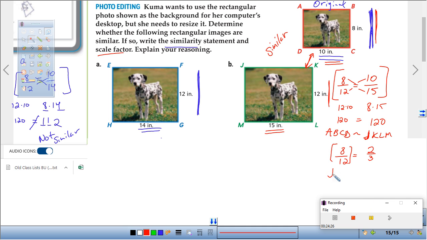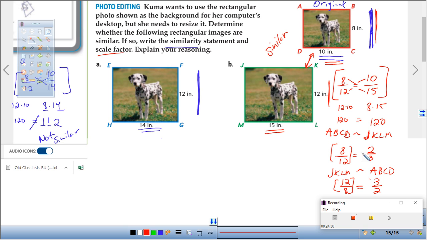If I were to have written it the other way, JKLM, it's similar. This one comes first to polygon ABCD. Well, then switch it over, and I would have 12 over 8, right? Which now gives me what? 3 over 2. So again, the same kind of idea sets up.